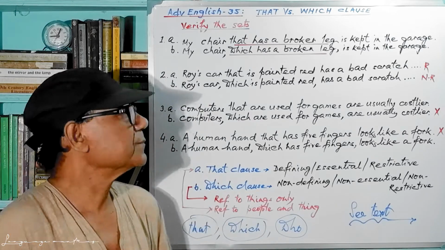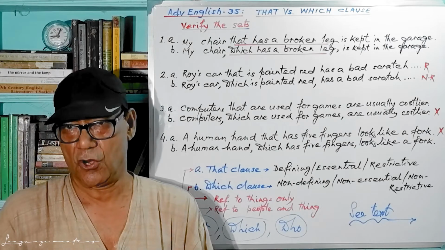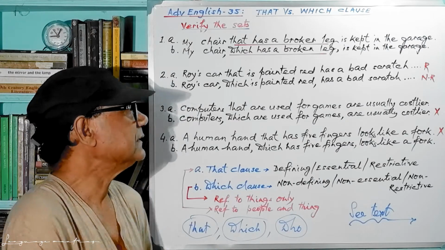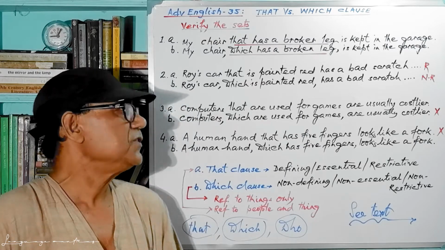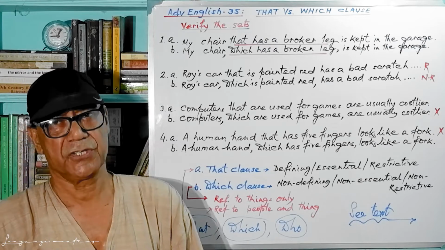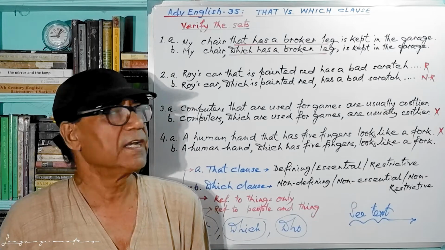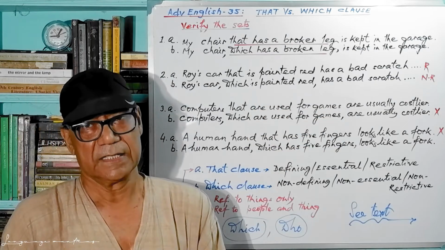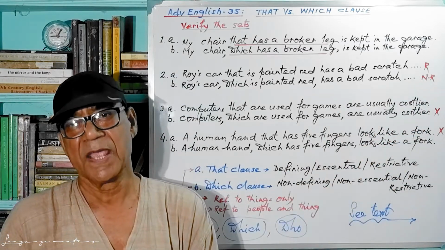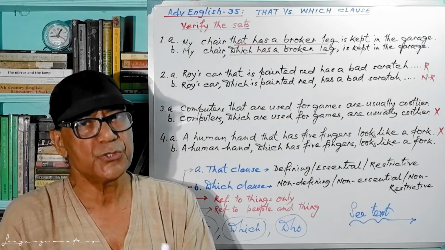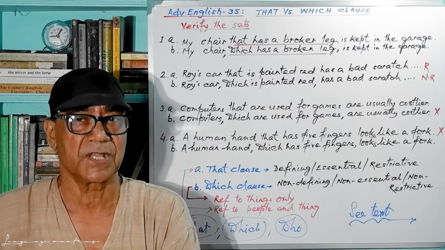Come to the second set. Roy's car that is painted red has a bad scratch on it. And Roy's car which is painted red has a bad scratch on it. Same difference. In the first sentence, the relative clause is used in the restrictive sense. And in the second sentence, it is used in a non-restrictive sense. It is used in a descriptive sense.